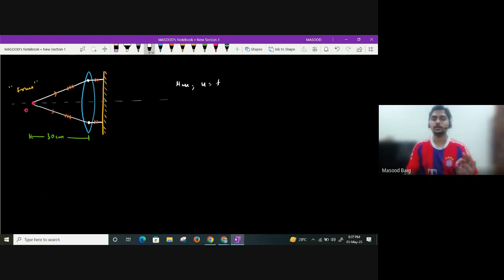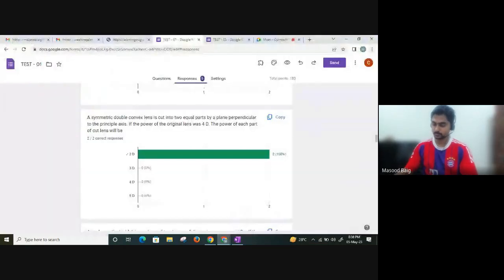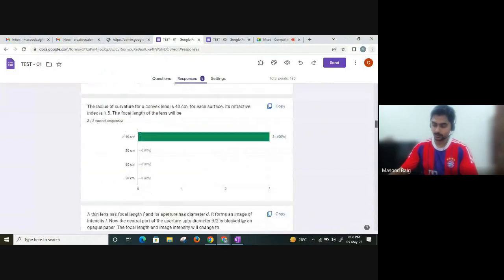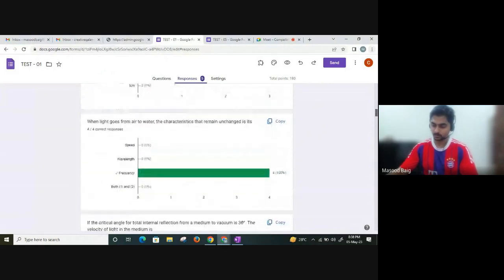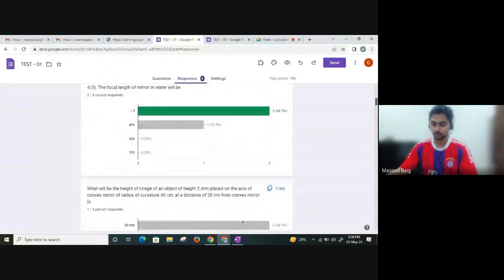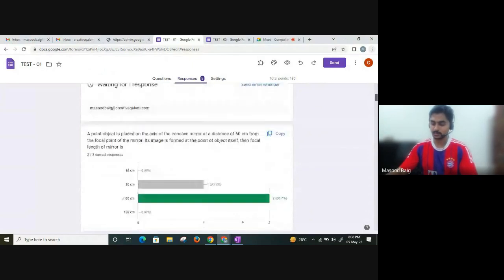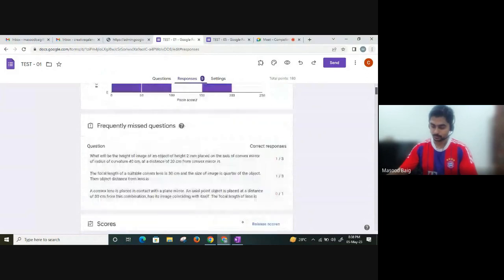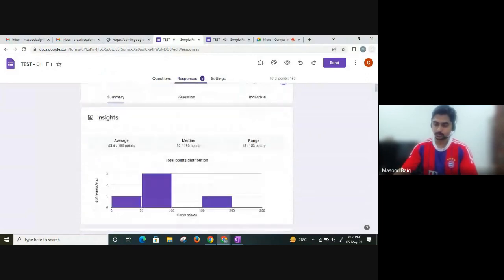Always remember, ray optics questions will never be asked on calculations. They'll be asked on very small, minute points which we usually forget. So these were the frequently missed questions from test 1. Please review the rest again, guys. At least you will be able to solve the easy questions again. We'll go to test 2.